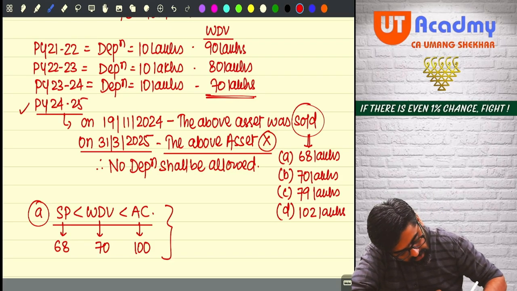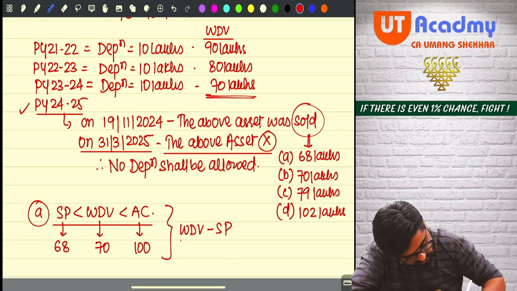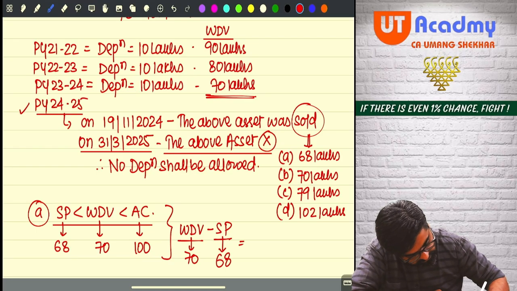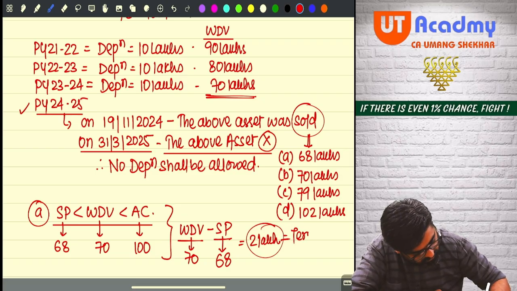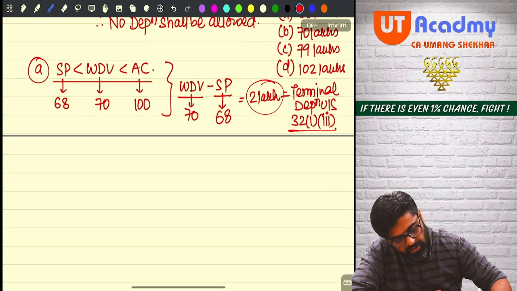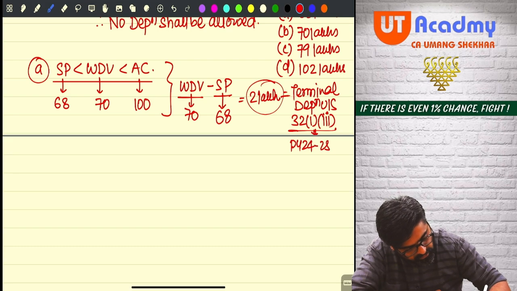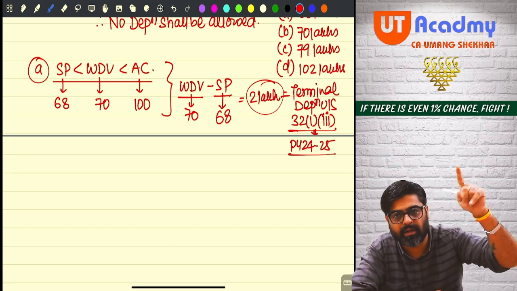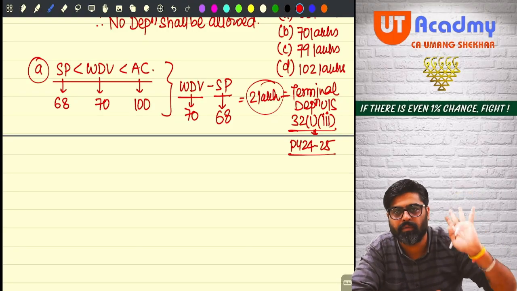In this case, you will take the WDV minus the selling price. WDV was 70, selling price was 68, and that extra 2 lakhs is there. That will be your terminal depreciation under section 32(1)(iii). And in which year are you going to claim this terminal depreciation? Come on, tell me. You are going to claim it in the previous year 24-25 itself, the year in which the asset is sold. In that year, this is the full and final depreciation which we are giving you.